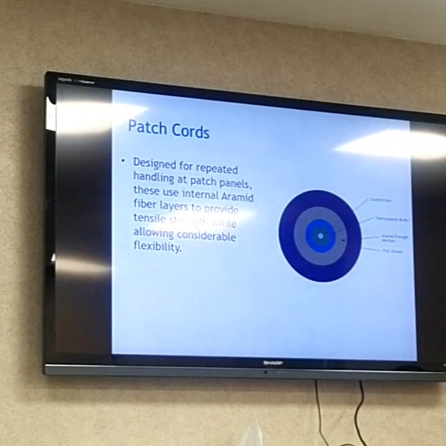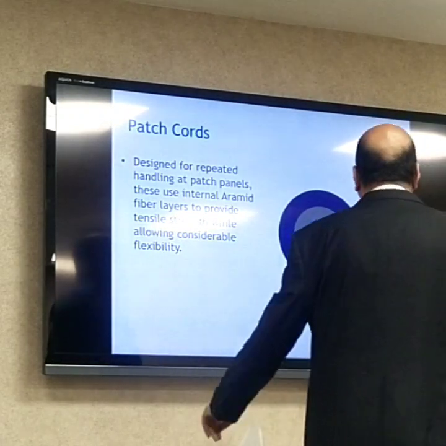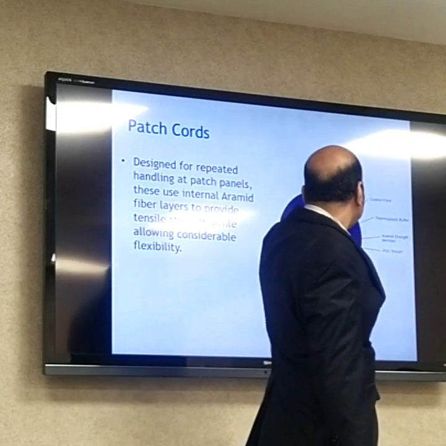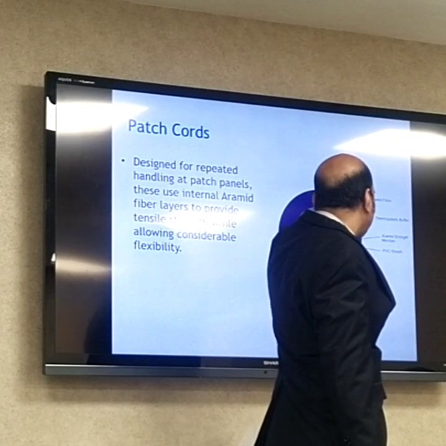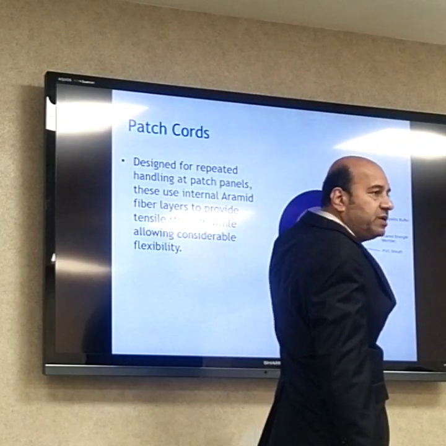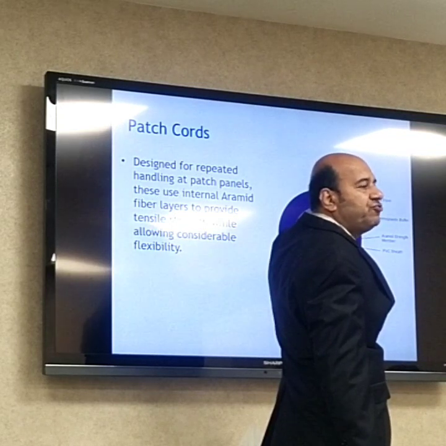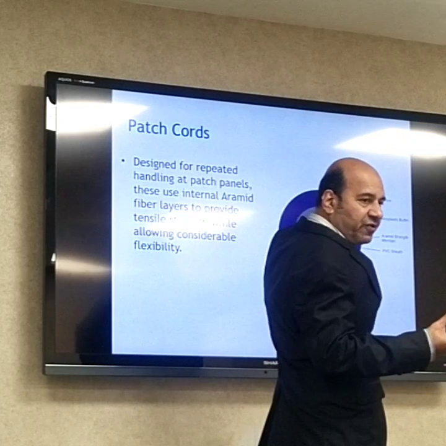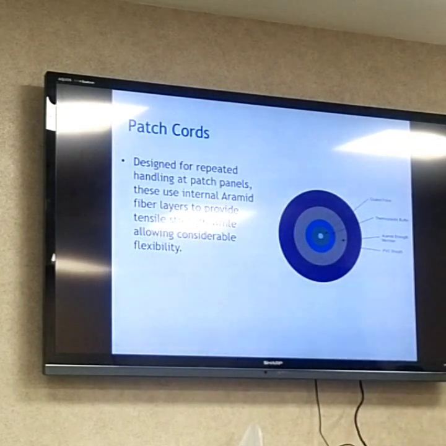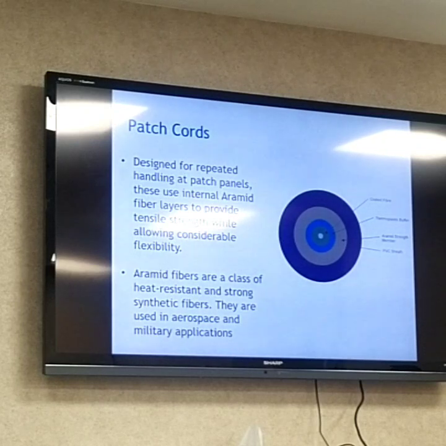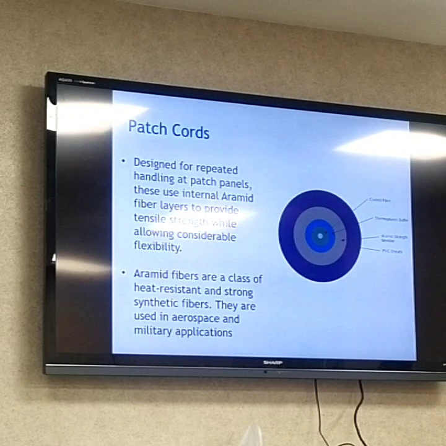This is the construction of patch cord. Here this is the coating. This is the fiber itself. Coating, buffer. This is the armored stress member. Armored means it is coated by some substance made from nitrogen and hydrogen to slow down the propagation of fire if there is a fire. And this is the PVC. Armored fibers are a class of heat resistant and strong fibers. They are used in aerospace and military applications.